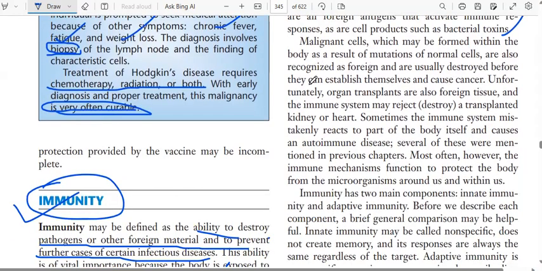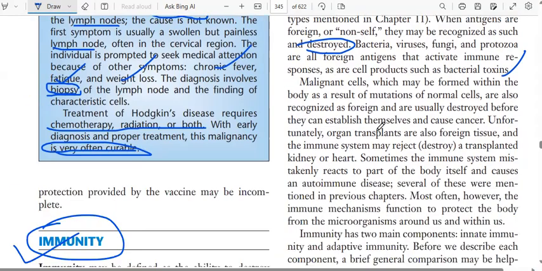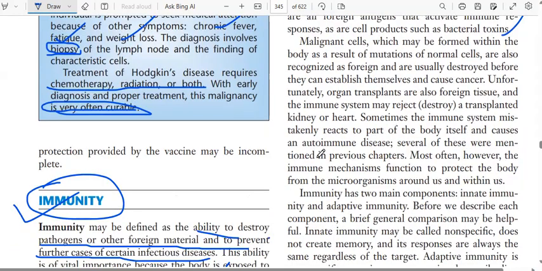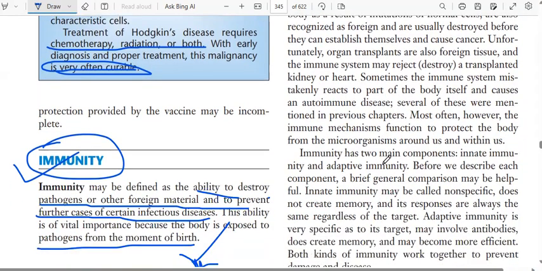Malignant cells which may be formed within the body as a result of mutation of normal cells are also recognized as foreign and are usually destroyed before they can establish themselves and cause cancer. Unfortunately, organ transplants are also foreign tissue and the immune system may reject a transplanted kidney or heart. Sometimes the immune system mistakenly reacts to part of the body itself and causes an autoimmune disease. Several of these were mentioned in the previous chapter. Most often, however, the body's immune mechanisms function to protect the body from microorganisms.